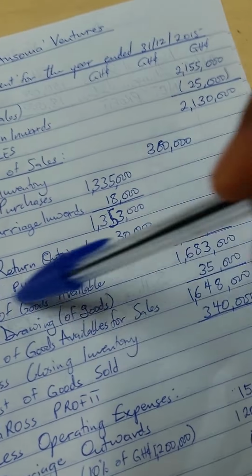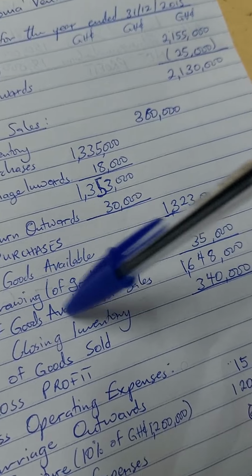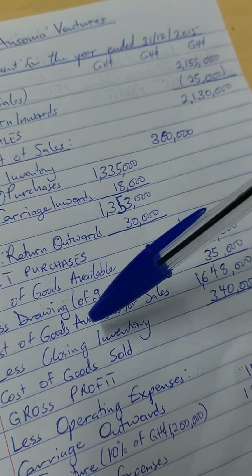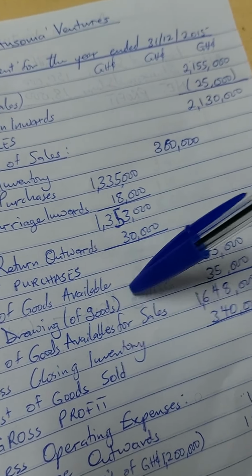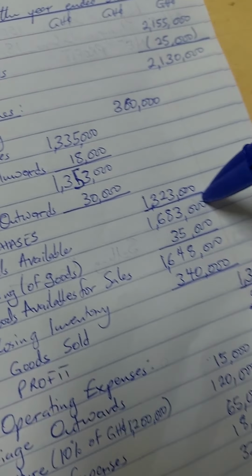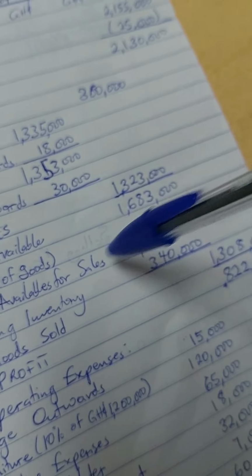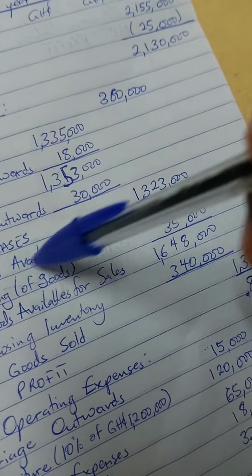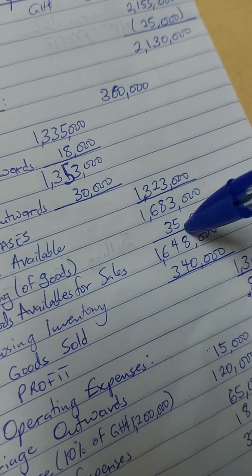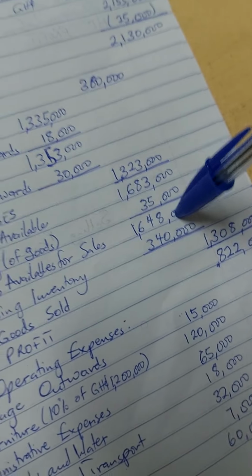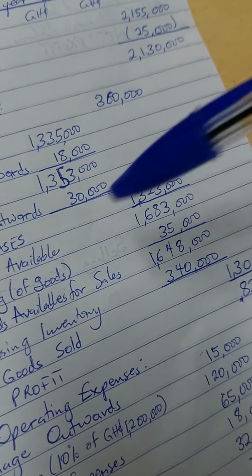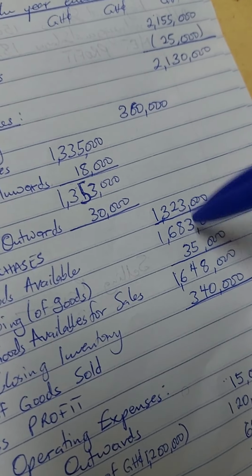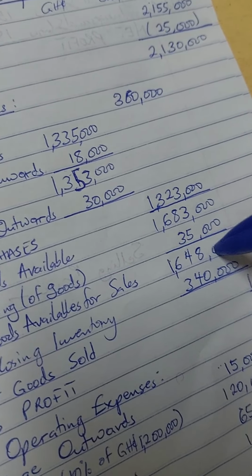We call that one drawings, but I just put goods in brackets so that you'll be able to easily relate it to the additional information. So you subtract your drawings from the cost of goods available in order to get your cost of goods available for sales. More often, this one is directly cost of goods available for sales, but because of the proprietor's drawing, I did it this way. Usually, anytime there is drawings of goods by the proprietor, you treat it this way.